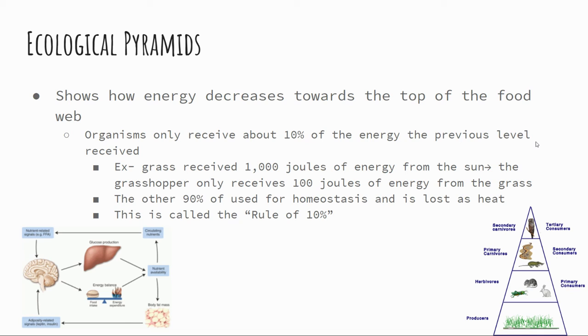Pyramids can show these relationships, and they can also give a good representation of how much of each of the substances is passed on from one level to the next. The ecological pyramid shows how energy decreases towards the top of the food web. Organisms only receive about 10% of the energy from the previous food level. This is what we call the rule of 10%.